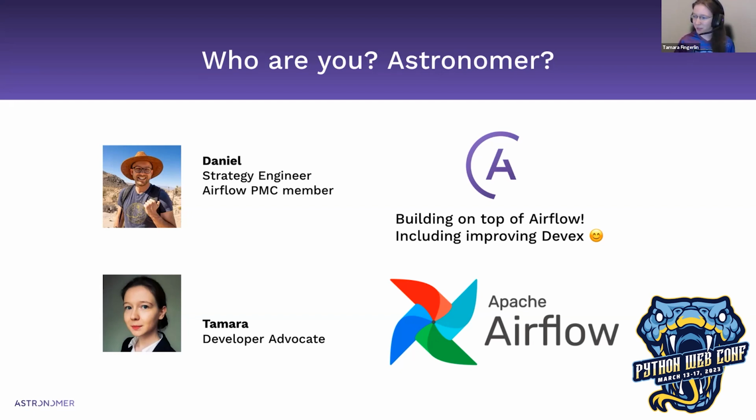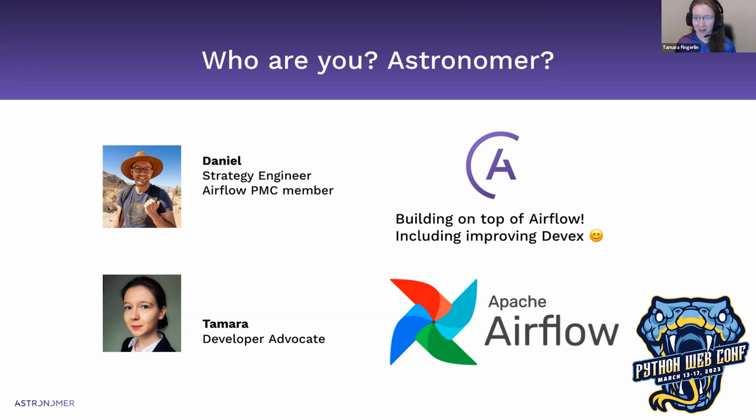And Daniel, do you want to introduce yourself real quick? Yeah, of course. Hi, everybody. My name is Daniel Imberman. I'm the strategy engineer at astronomer.io, and I'm also a PMC member on the Apache Airflow project. I've been working with Airflow since about 2015. Some of my personal favorite highlights is co-leading the creation of the Kubernetes executor, as well as being one of the release managers for Airflow 2.0. And now at Astronomer, my main goal is trying to figure out how to create a better developer experience for people writing Airflow DAGs. And that's where the Astro SDK comes from.